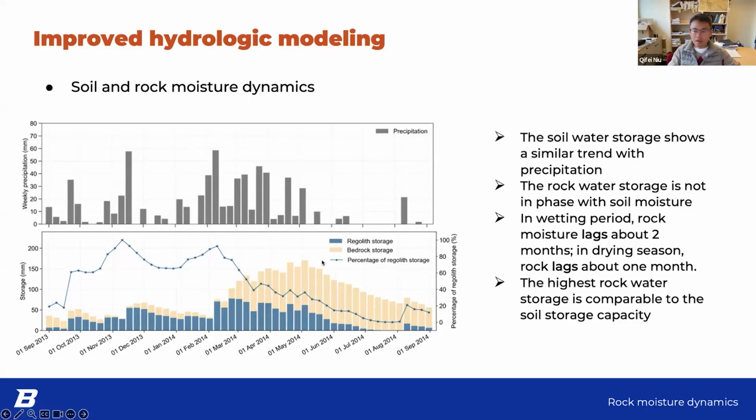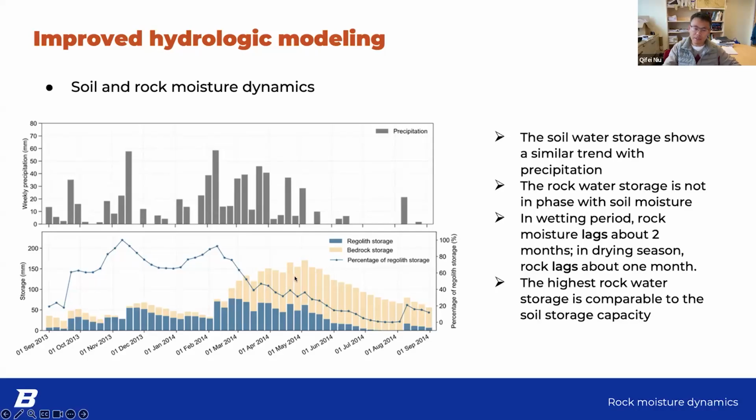From this figure you can clearly separate the regolith soil moisture and the rock moisture. The yellow bars are rock moisture, and the blue are soil moisture. You can see several things. First, soil water storage shows a similar trend with precipitation. The blue ones have a very clear temporal response, very relevant to the precipitation. You have high precipitation, for example, from February to May, and then you have high soil moisture, which is very clear.